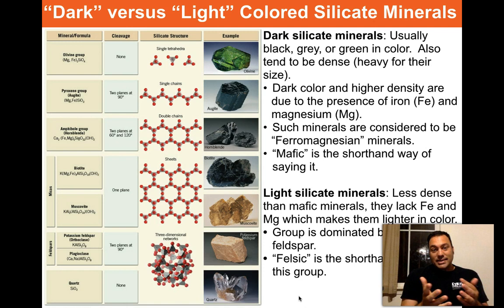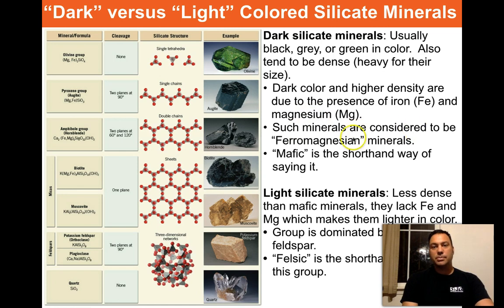With that said, that leads us into two groups of minerals that we see over and over again in nature. There are the dark minerals and there are light colored minerals. The main reason we see the difference between them is the composition or the chemistry of the minerals. Dark silicate minerals usually are black, gray, or green in color. An example would be olivine or augite. Notice that olivine is green and augite is this black color, and hornblende is black. Biotite is black. They also tend to be dense, which is to say heavy for their size. The dark color and higher density are due to the presence of iron and magnesium inside the crystal.